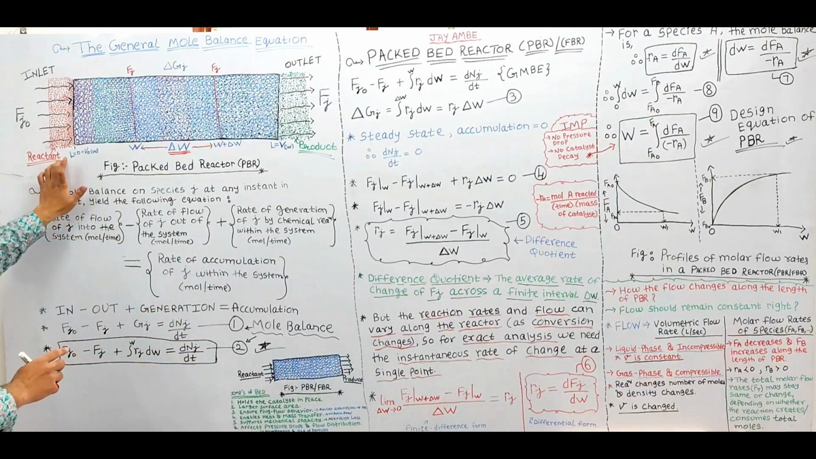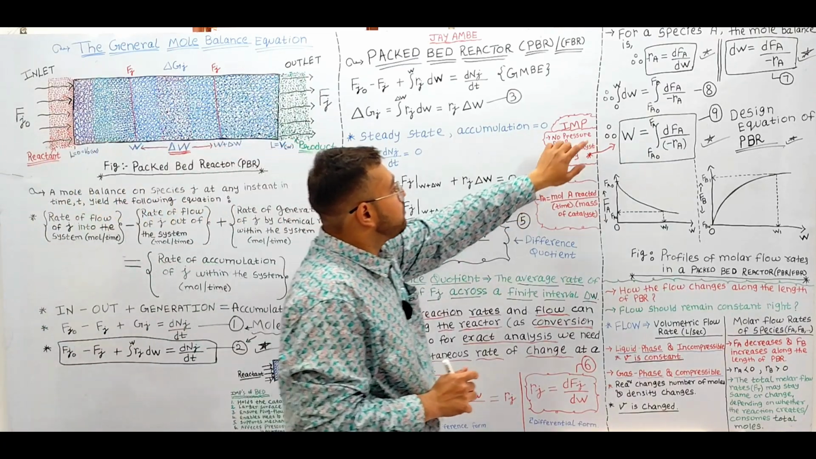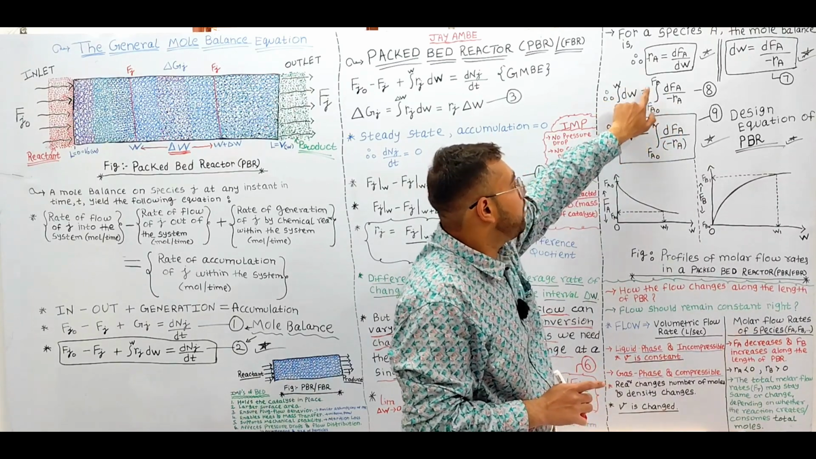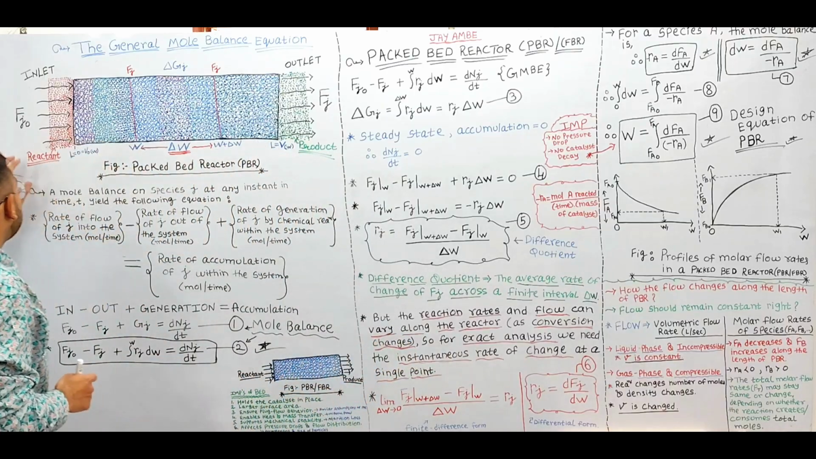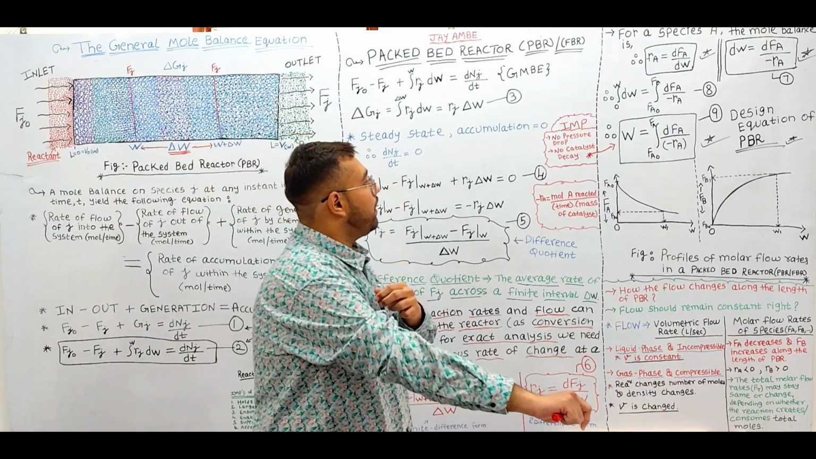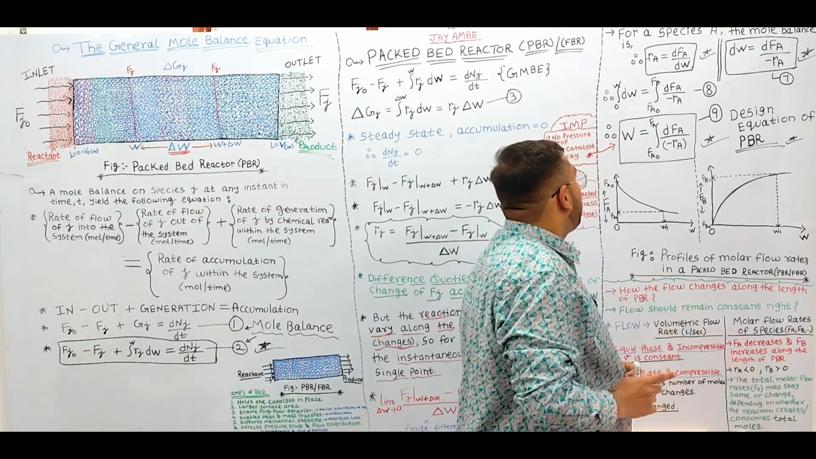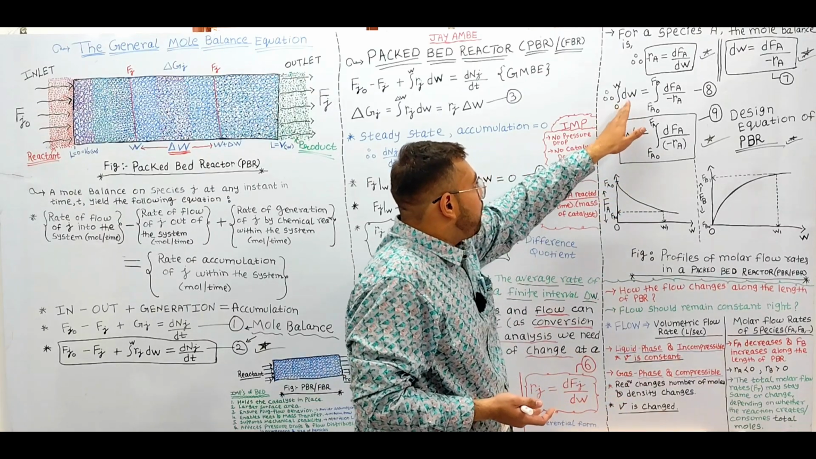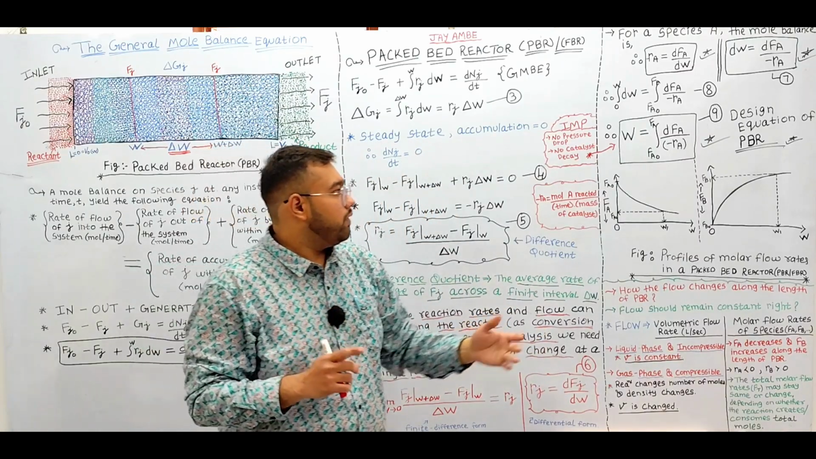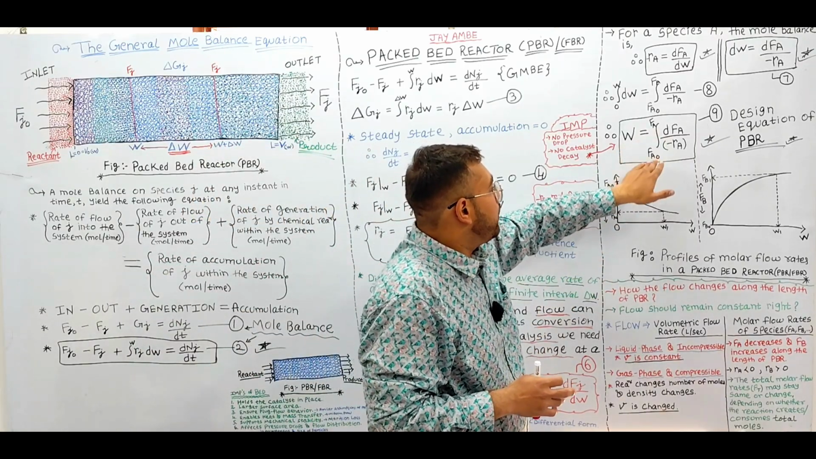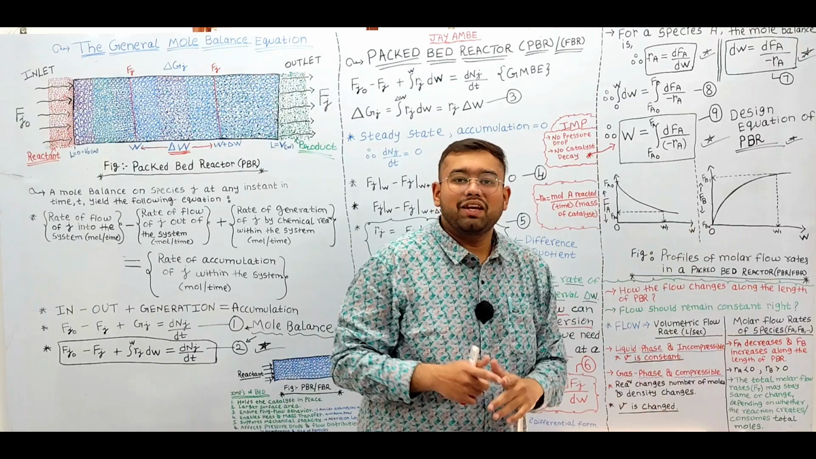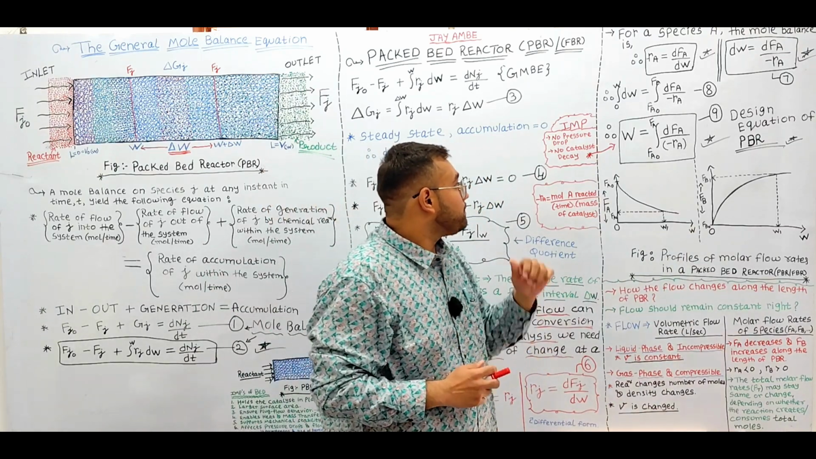So limits are from 0 weight to the final weight W. So the integration of 0 to W dW is equal to dFA by minus RA, from initial molar flow rates to final molar flow rates of reactants. The initial molar flow rate is indicated by FA naught, and the final molar flow rate is indicated by FA, with respect to reactant species A. When we integrate dW from 0 to W, we remain with W minus 0, which means W is equal to the integral from FA naught to FA of dFA upon minus RA. So here we have derived the design equation of the packed bed reactor.